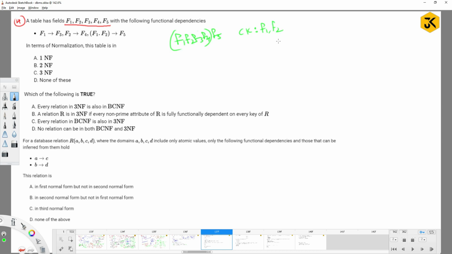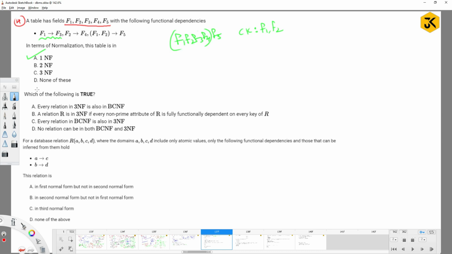If the candidate key is F1, F2, what might this functional dependency be? F1 determines F3? Partial. When there is a partial functional dependency, what can we say? It is in 1NF but not in 2NF. So obviously option A is the correct answer.